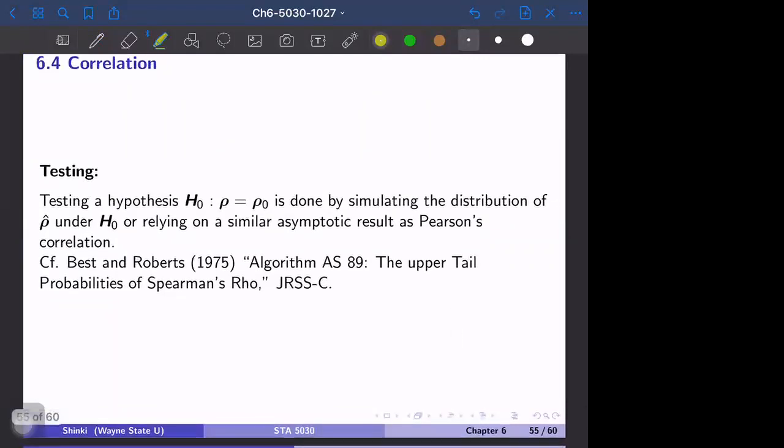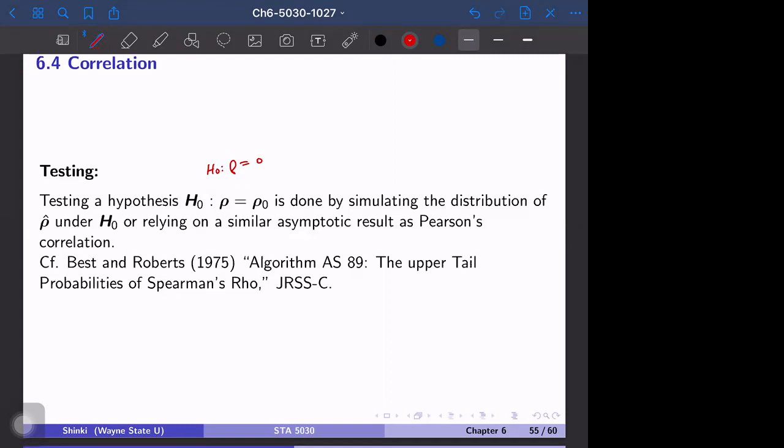Yep, so now testing on rho. Testing the hypothesis H0: rho is equal to rho naught is done by simulating the distribution of rho hat under H0. This is not super easy if rho naught is not equal to 0, but if rho is equal to 0 as the null hypothesis, it's pretty easy to test because rho equal to 0 means X and Y are not related. So we just randomly generate the Xi's and Yi's and simulate the distribution of rho. Then we can determine the rejection region, then we can test.